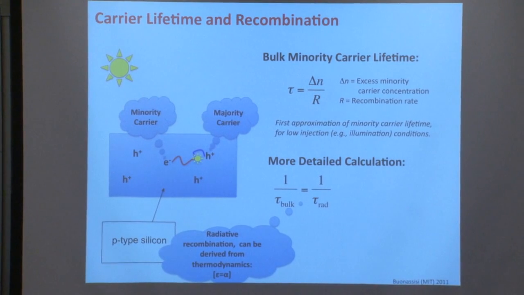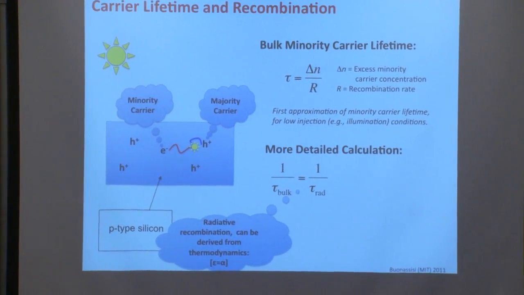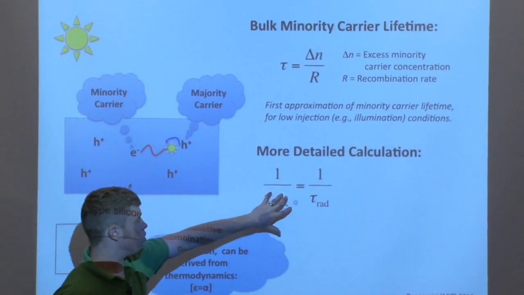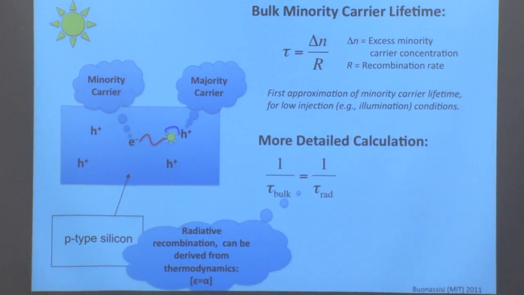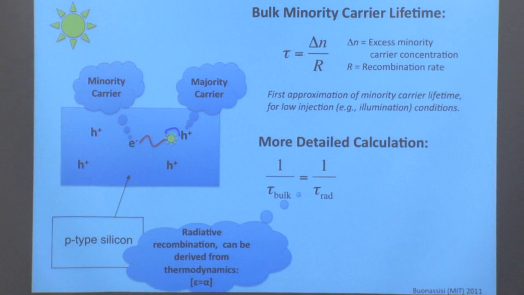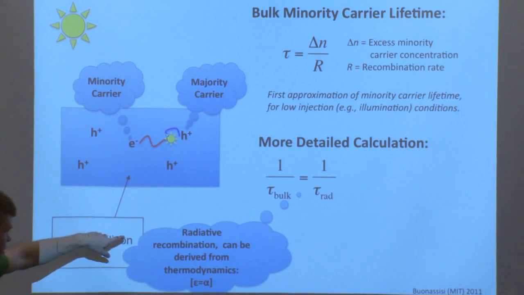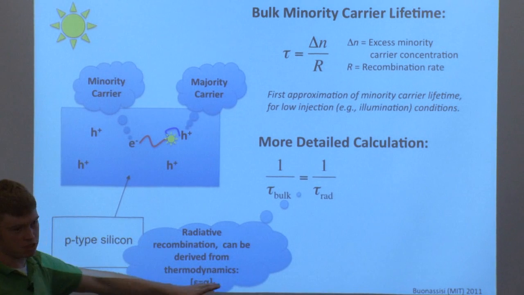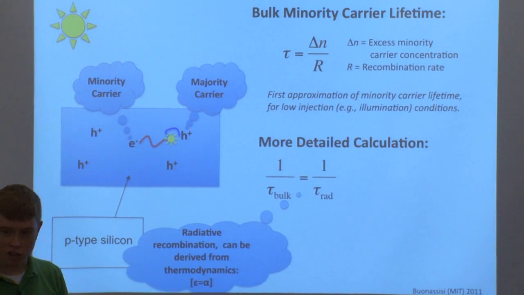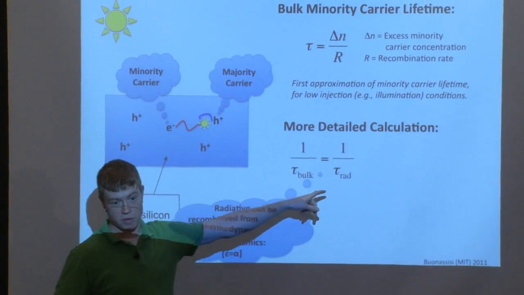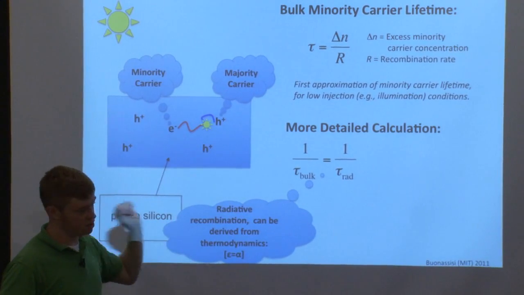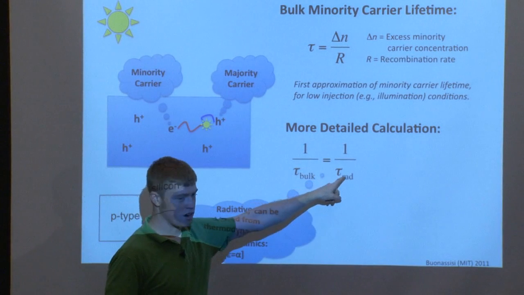And so your lifetimes add up like parallel resistors. So we have tau bulk, which is kind of the effective lifetime of these photoexcited carriers. And it's equal to this, the 1 over tau bulk is equal to 1 over tau radiative. So this is radiative recombination. And this has to do with, basically, if you read the Shockley-Queisser efficiency limit paper, this is the lifetime that they assumed was limiting. And for silicon, this is absurd. Like this is never, ever the limiting factor.